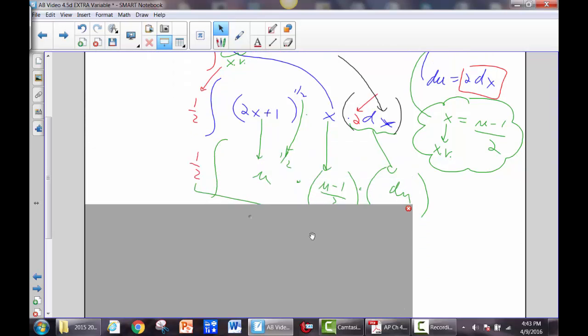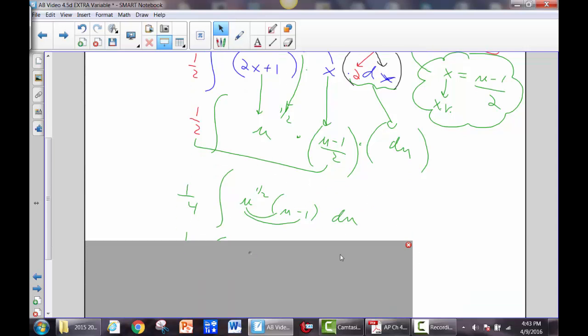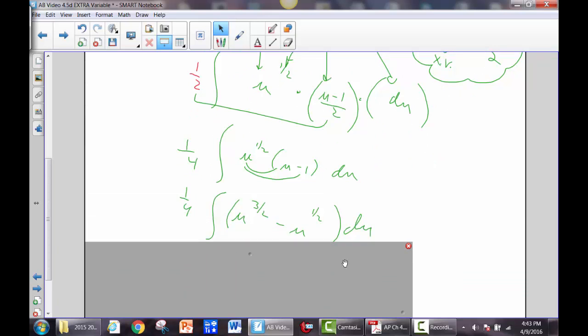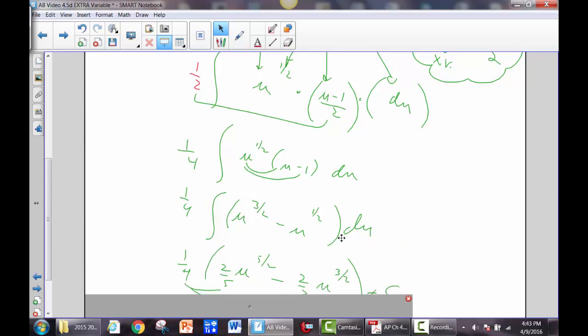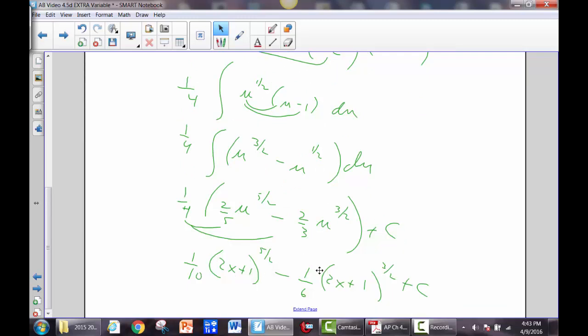What I have at this point is 1/2 integral u to the half. Remember my x was u minus 1 over 2, and my 2 dx is 2u. At this point, you're going to pull out that extra 1/2, so you have a quarter, and you'll be left with u to the half times u minus 1, which you will distribute. You will then integrate with respect to u. After you've done that, you'll replace your u's by 2x plus 1.